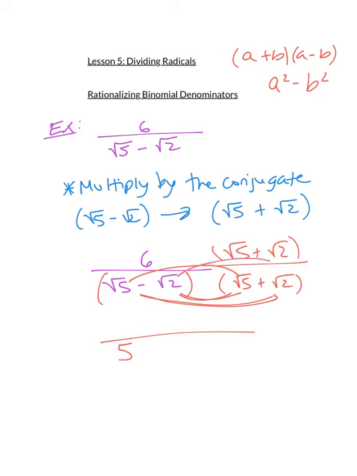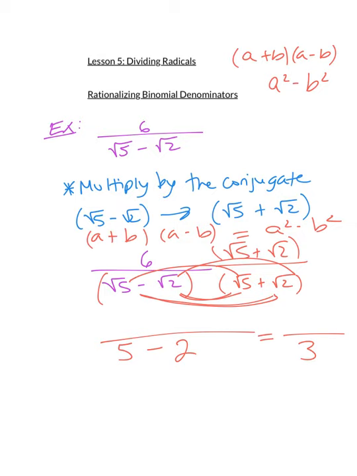Instead, I'll go right to the second part, the b squared. So negative radical 2 times radical 2 is minus 2. So you end up with a denominator of just 3, 5 minus 2. And that's always going to happen, because you're multiplying the conjugates. You're multiplying a plus b times a minus b, which will always result in a squared minus b squared. And you could skip multiplying outsides and insides.